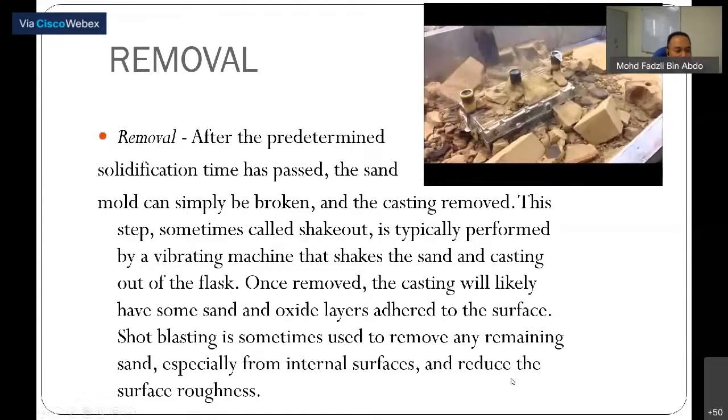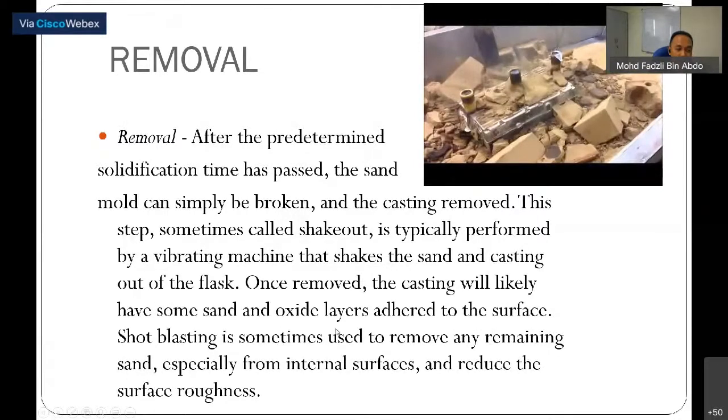Okay, lab. Okay, so after the predetermined cooling time has passed, the sand mold can simply be broken and the casting removed. This step, sometimes called shakeout, is typically performed by a vibrating machine that shakes the sand and casting out of the flask. Once removed, the casting will likely have some sand and oxide layer added to the surface.